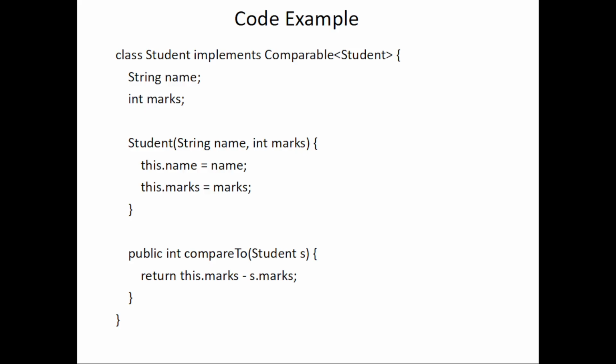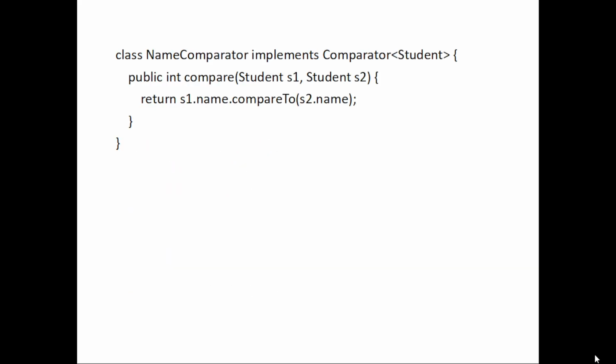Here the Student class implements the Comparable interface, and we are taking two variables, name and marks. This is the constructor, and here compareTo defines natural ordering by marks. Now for Comparator, this comparator sorts by name, and we can use it with collections. So in short, use Comparable for default sorting and Comparator when you need custom sorting logic.